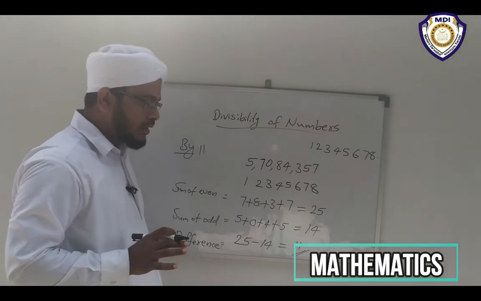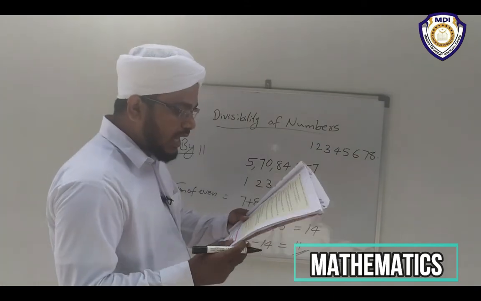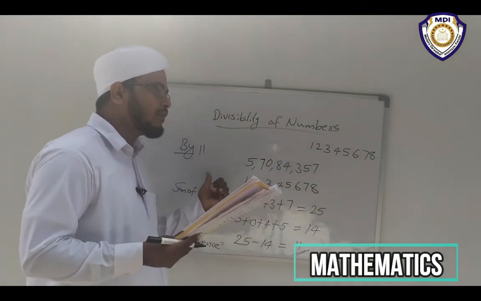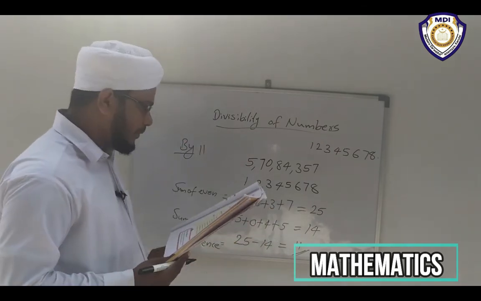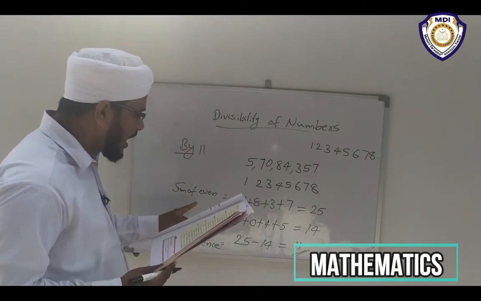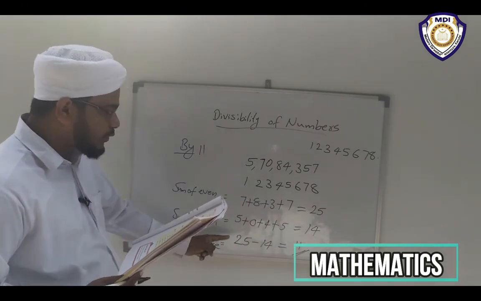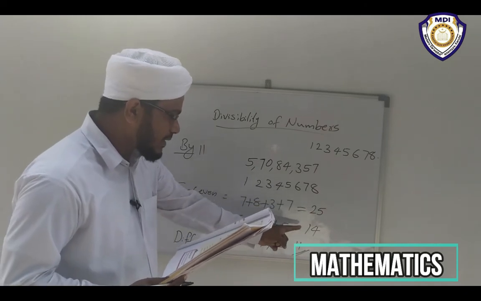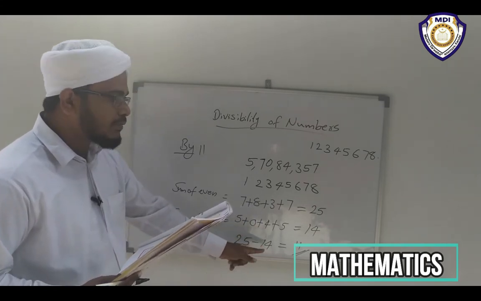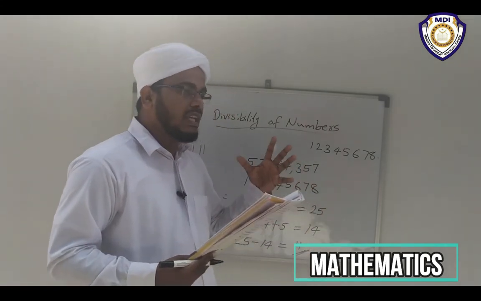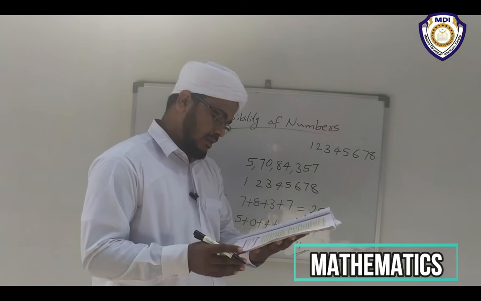Do you understand? First and foremost, you have to find out the sum of the digits in the even places. Here 25. After that, you have to find out the sum of the digits in the odd places. That is here 14. After that, you have to find out the difference between these two sums. Then 25 minus 14 is 11. Then if the difference is 11 or 0, then the number is divisible by 11.